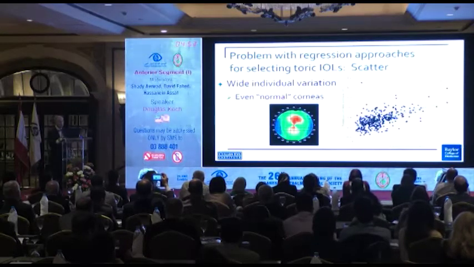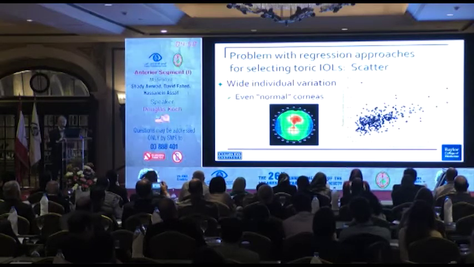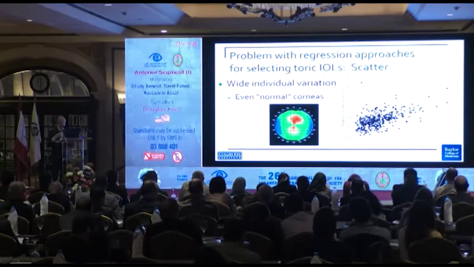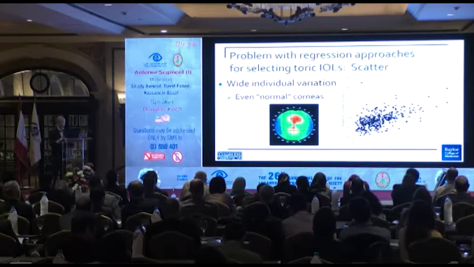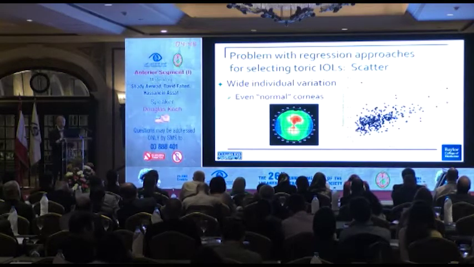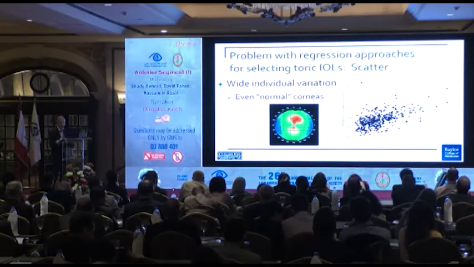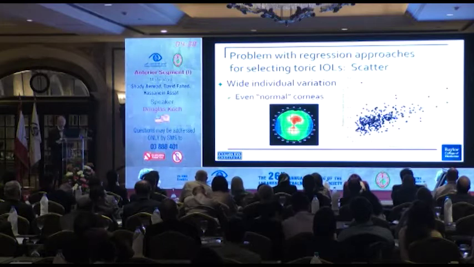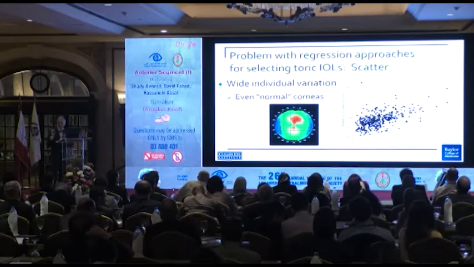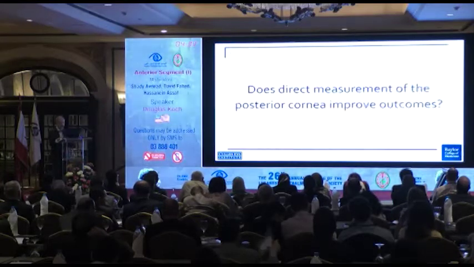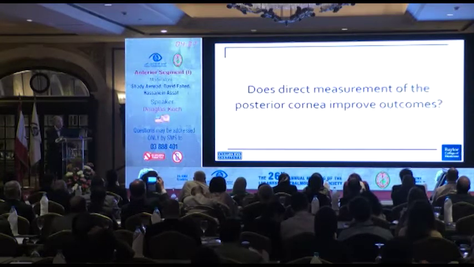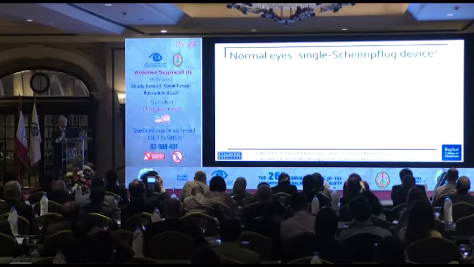We aren't doing better because with regression approaches, just as in those post-LASIK eyes, for the posterior cornea there's a lot of variability in the population. Look at that patient, 0.8 diopters in the posterior corneal astigmatism with 2.5 diopters of with the rule. So because of that variation, we really want to be able to tailor or select the lens specifically for that patient. And so can we really measure these corneas in order to do that?